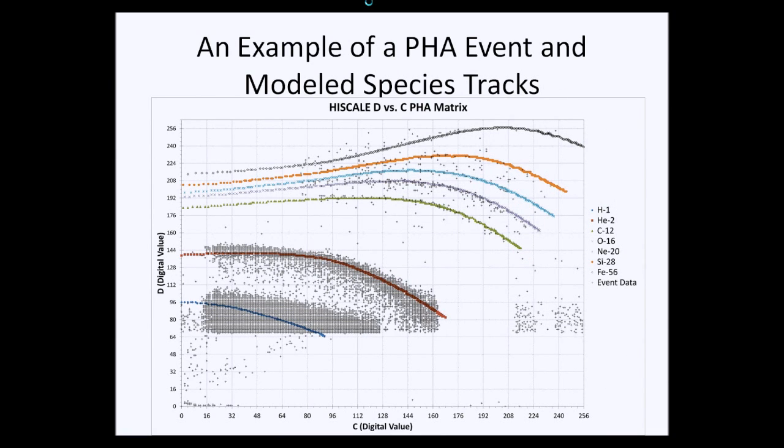Reality is seldom as clean and tidy as a model, so to be sure of the modeled response, we overlay the results of a day's incident ions in CD space over our modeled tracks for various species. As you can see above, there is variance, especially for helium, but the recorded values for the C and D pulses are well centered on our modeled tracks.